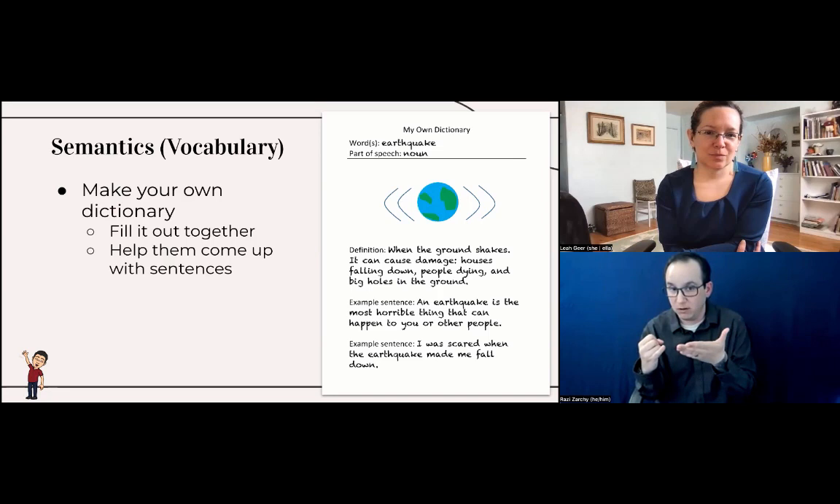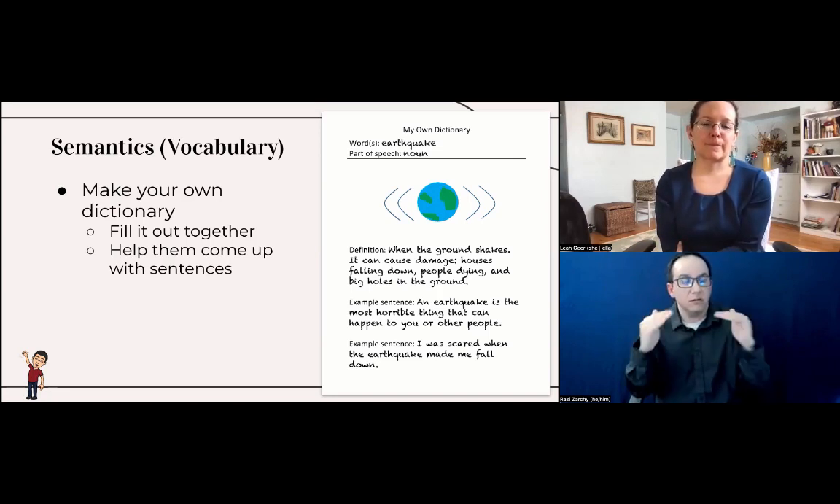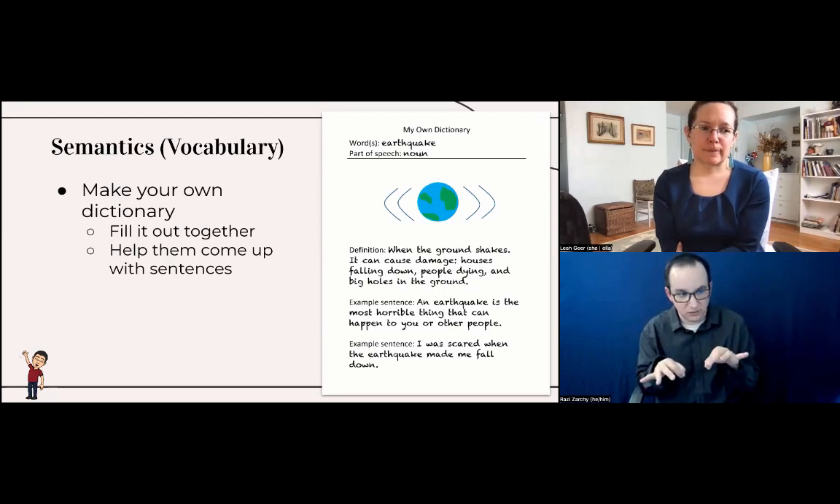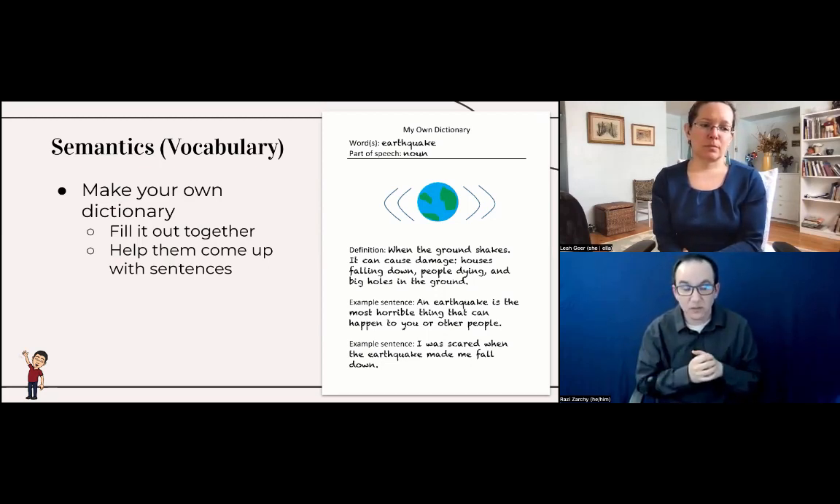So for students, there is an empty section there where they can draw a picture of that word. Then we have the definition. Then you have some example and sample sentences.